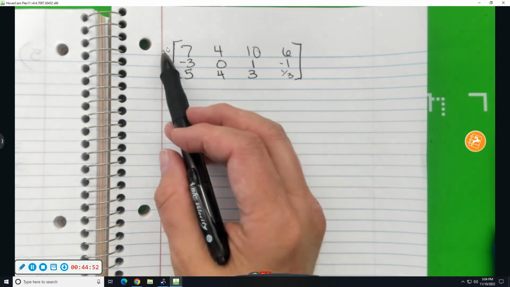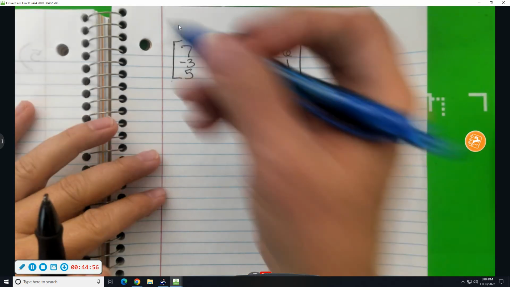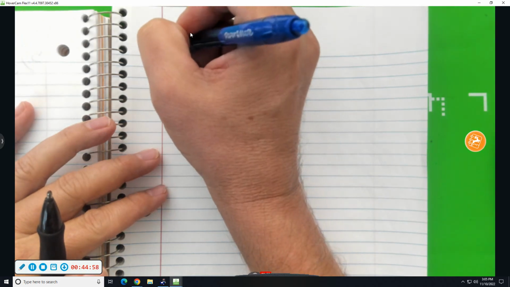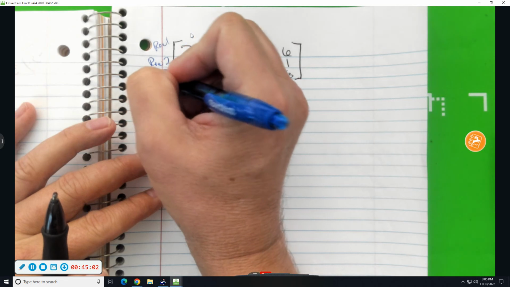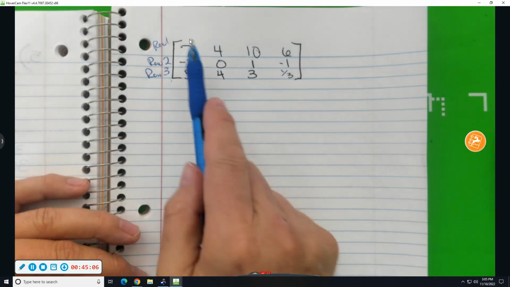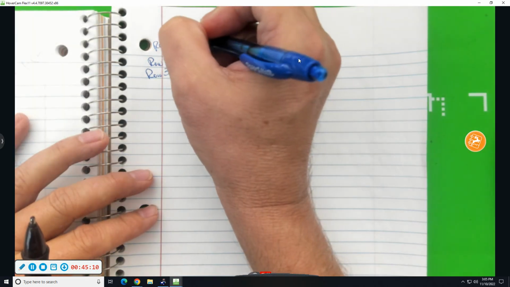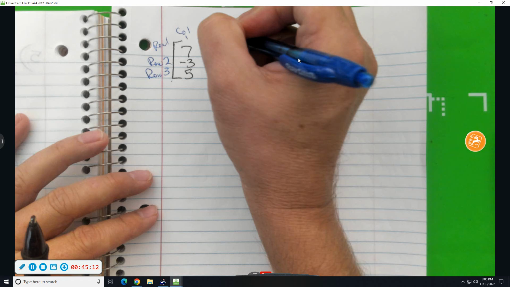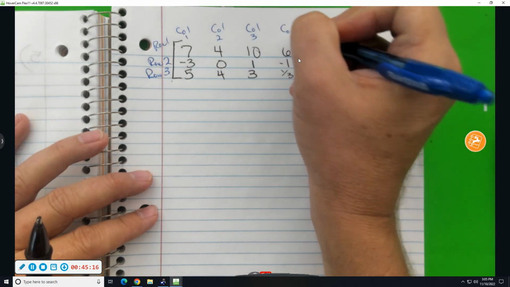The horizontal alignments are called rows. This is row 1, row 2, and row 3. The vertical alignments are called columns. So this is column 1, column 2, column 3, and column 4.